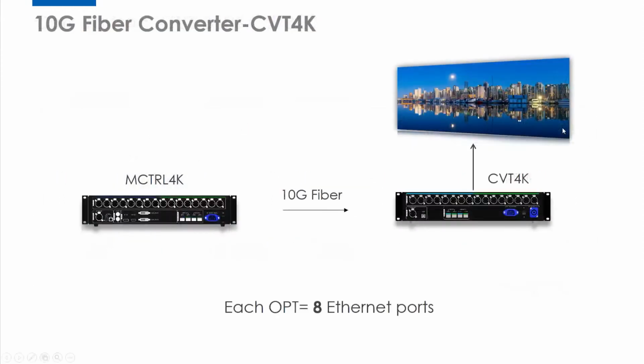And as you can see, this is a fiber solution structure with the CVT4K. Now you can see the CVT4K has 16 Ethernet ports, while the CVT310 and CVT320 just have one. Since the CVT4K is a 10G fiber, each OPT port handles 8 Ethernet ports. Okay, for the CVT4K, now let's have more details.